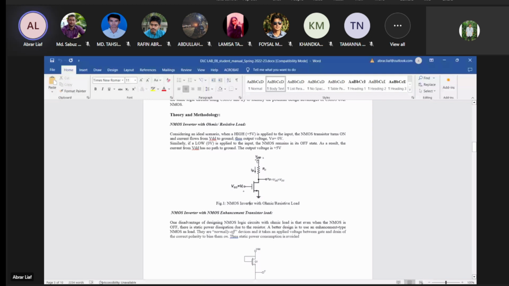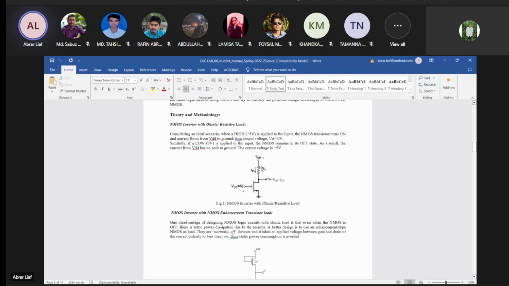This NMOS configuration works in such a way that when you apply a high voltage at VDD, or 5 volts, your output V0 will be 0. If you apply a low voltage, that means VDD is 0, then your output voltage will be high, or plus 5 volts. So basically, it is working as an inverter. If you give a high voltage at the input, you get a low voltage at the output. If you give a low voltage at the input, you get a high voltage at the output. That is why it is an NMOS inverter with ohmic or resistive load, because you have a resistor.